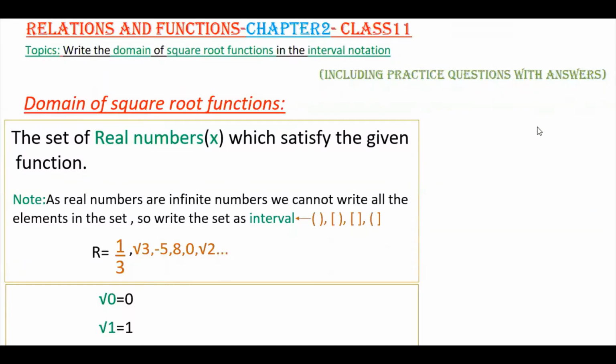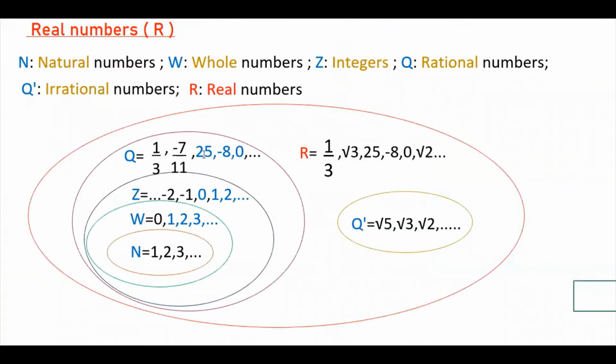Everyone, today I am going to tell how to find the domain of a square root function. The domain is the set of all real numbers which satisfy the given square root function. And we know that the real numbers are irrational and rational numbers. You can see here, these are rational numbers and these are irrational numbers. So real numbers include all irrational and rational numbers.